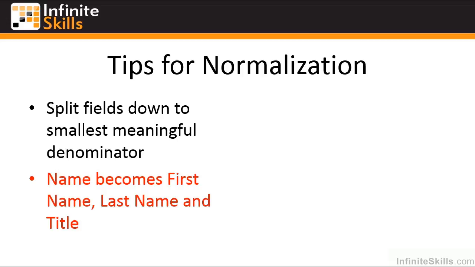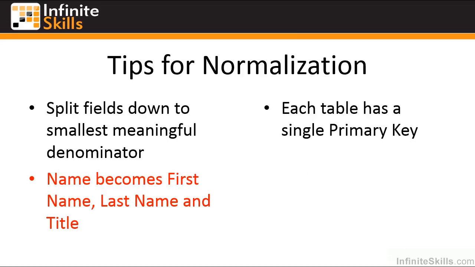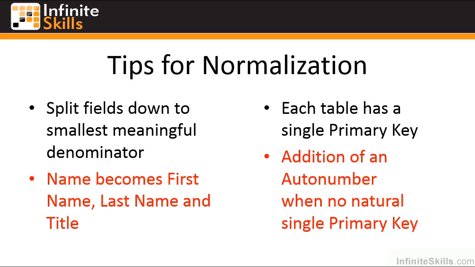That's the point of the smallest meaningful denominator. You can go a little bit too far breaking field contents down, but a logical one is name for first name, last name, and title. Address can be broken down to logical parts of first line, second line, town, region, country, zip code. So you just have to think meaningful when you're breaking your fields down into smaller entities. Each table should have a single primary key where possible. So you'll have seen that in our particular examples, we've been adding an ID field and giving it the auto number data type. But really that should only be used if there is no naturally occurring single primary key.